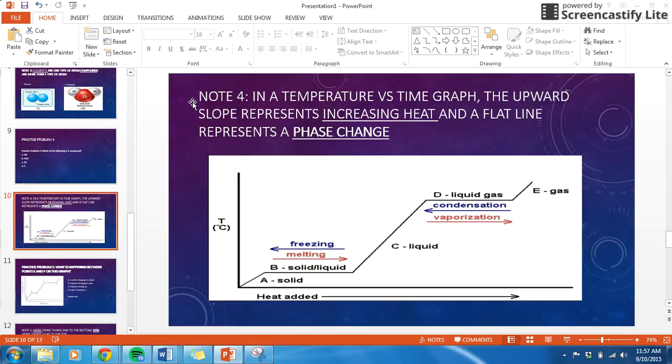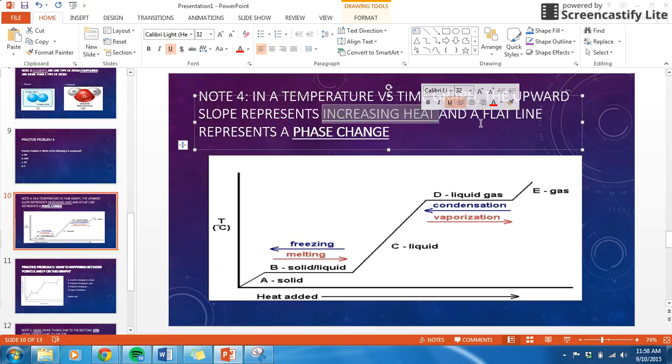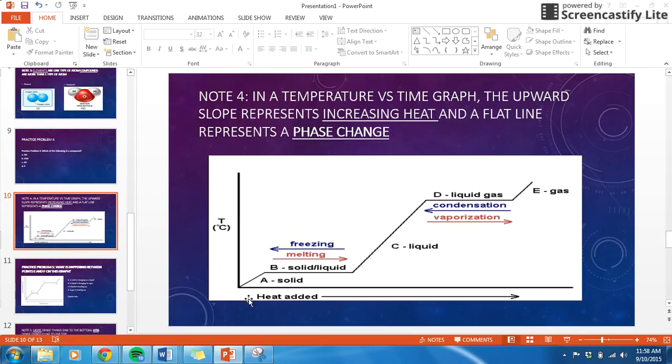Note number 4. In a temperature versus time graph, the upward slope represents increasing heat, and a flat line represents a phase change. So when I take a look at this graph, I know that as I'm adding heat, I start out with a solid, like ice. And as time goes on, I know that my slope means that I am increasing heat. My ice is heating up. But when I reach here, my ice starts to melt. However, my temperature stays the same as my ice is melting until it's completely melted into a liquid.